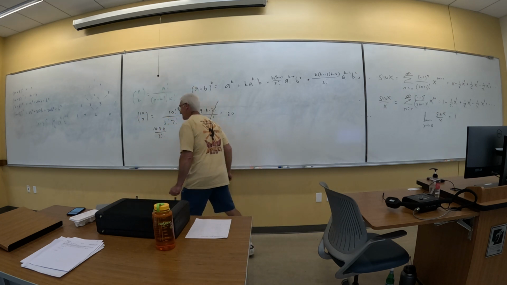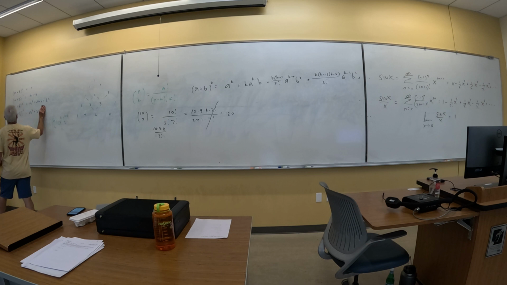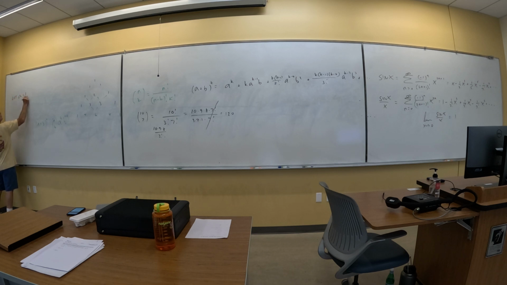So now we're actually going to simplify this tremendously. And here's how we're going to simplify it. I just showed you the expansion. That's the expansion for a plus b to the k. That is absolutely correct. Now, I'm going to let a equal 1 and b equal x. So now the expansion for 1 plus x to the k.